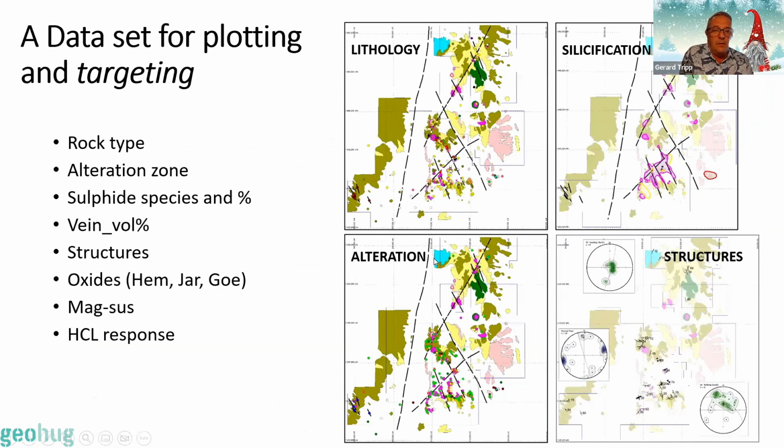So here's an example of a mapping project up in the Andes, and really what we were looking for was advanced argillic lithocaps. You can see there's the outcrop shapes, that's all good, but all these dots are now my more detailed information that includes rock type, alteration, sulfide species and percent, vein volume percent, because it's a porphyry environment, what structures we can measure, and then the oxides. So hematite, jarosite and goethite, that's going to give us an indication of what kind of sulfides we had, the degrees of leaching, if we're in the lithocap environment, things like that.